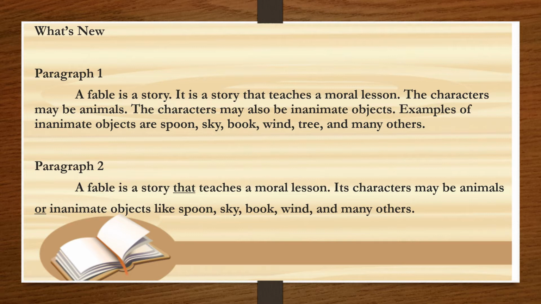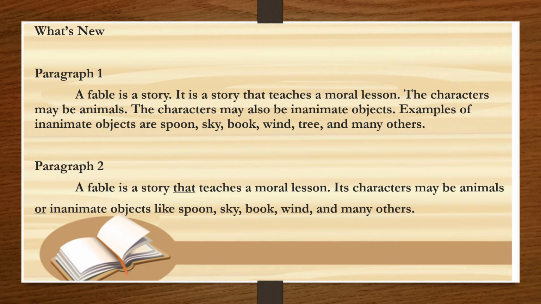Now, let's read the two paragraphs below and study their differences. Paragraph 1. A fable is a story. It is a story that teaches a moral lesson. The characters may be animals. The characters may also be inanimate objects. Examples of inanimate objects are spoon, sky, book, wind, tree, and many others.